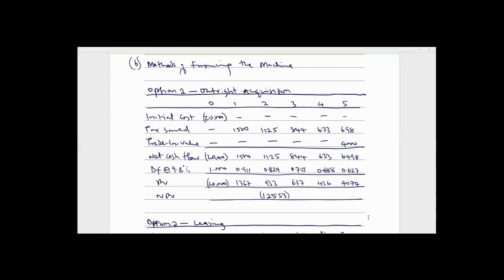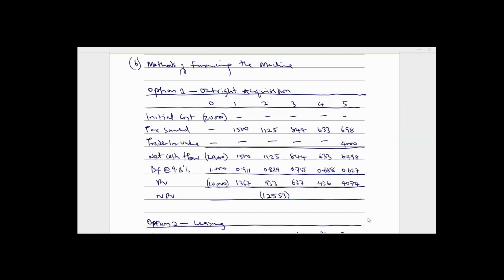From my previous calculation, I think it's around 13,000 something. But again, let's do it again together. You can be checking the discount factor. So let me check the present value. 15 multiplied by 0.911 equals 1367, yes. 1125 multiplied by 0.829 equals 933, yes. 844 multiplied by 0.755 equals, correct. 633 multiplied by 0.688.